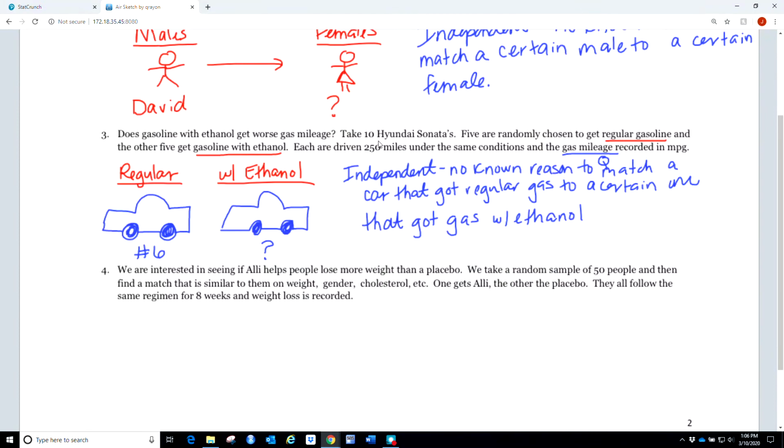Another person may believe that this should be a paired sample because all of the cars are the exact same model. I have 10 Hyundai Sonatas. I believe if I had a different model of car, that would make a big difference. Well, one, I will not disagree with you. The model of car is probably a very important factor when we're measuring gas mileage. However, all 10 cars are exactly the same. There isn't a one-to-one match going on.